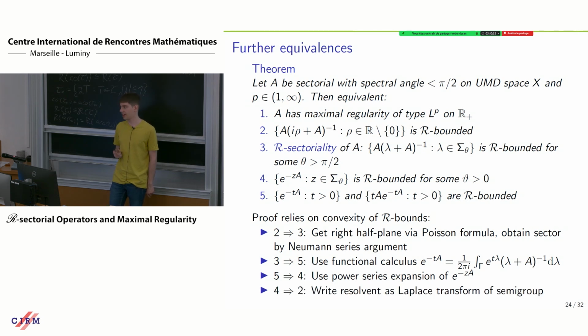And now for the last point, if we have R-boundedness of the semigroup, how do we get back to the resolvent? This again is done using the Laplace transform, which I already mentioned earlier. Some general result from semigroup theory: the resolvent can always be written as the Laplace transform of the semigroup. Again, the Laplace transform is some integral, so we can apply some convexity argument to get the R-bound.